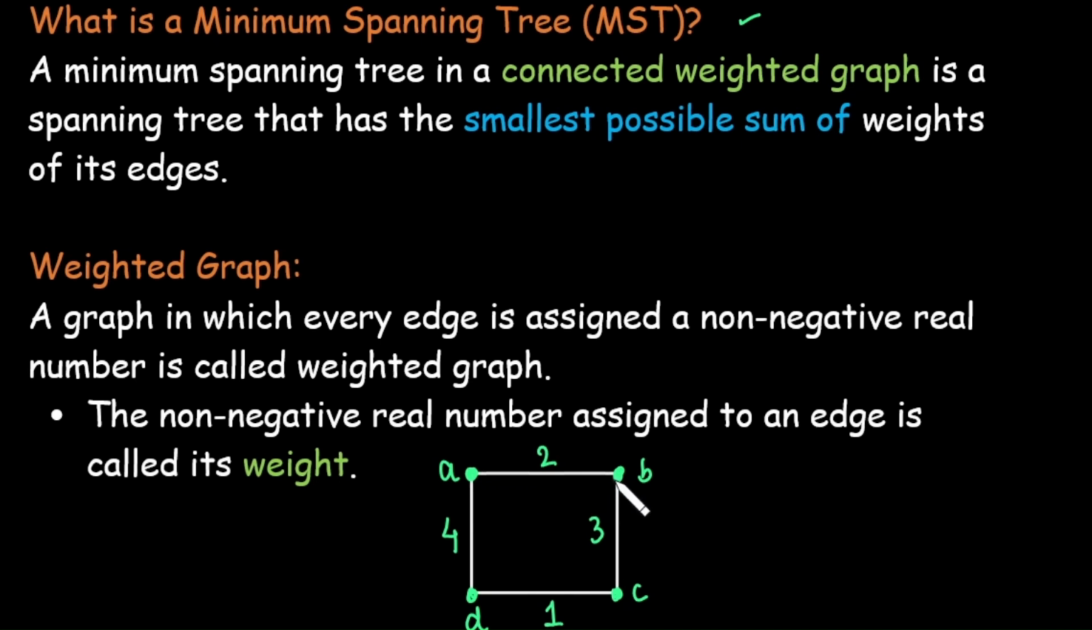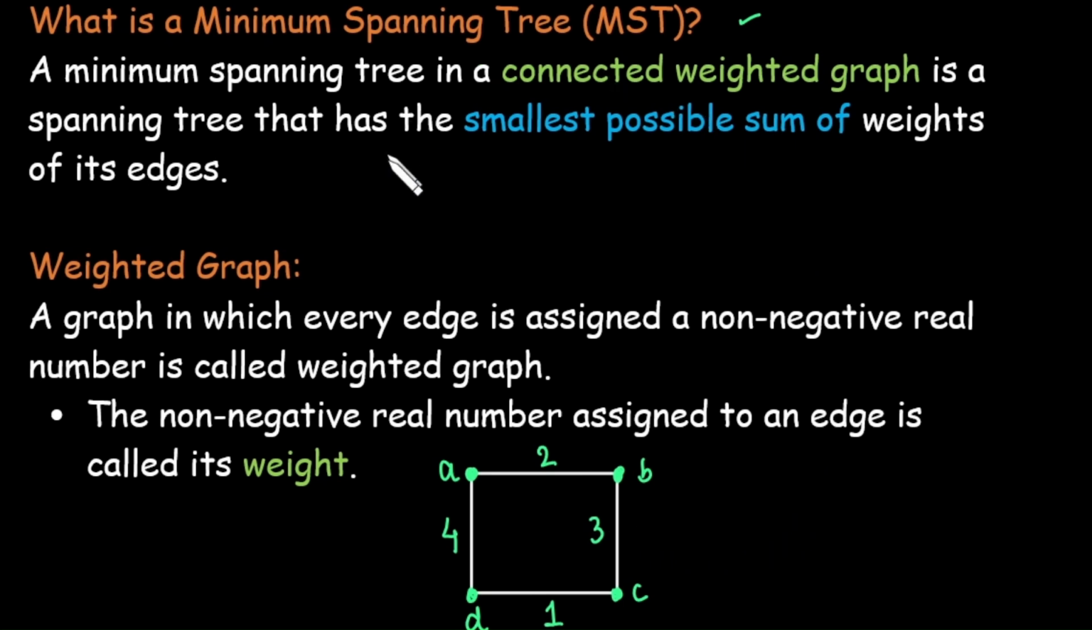Like A and B has a weight 2. B and C edge has a weight 3. D to C edge has a weight 1. A to D edge has a weight 4. Note that it is not necessary to take a different weight on the edges. Maybe we have a case that two edges have same weight.